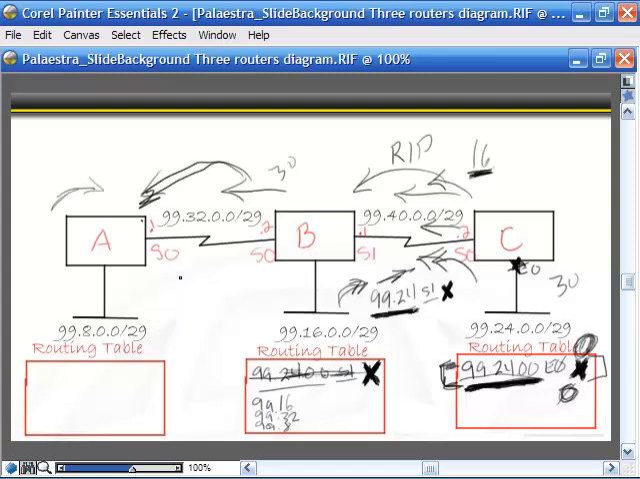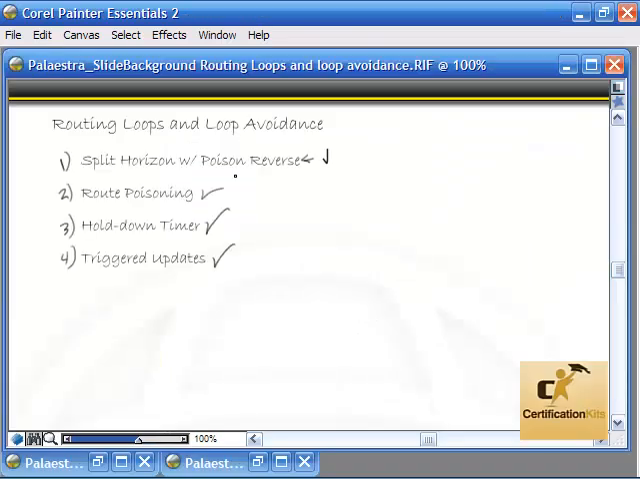So that's triggered updates. So again, with these routing loops, our RIP and IGRP protocols use split horizon with poison reverse. They poison routes and say, hey, these routes are down. Tell the other routers about it. They use hold down timers. Say, hey, I'm not going to listen to you for a little while until I know you've been updated with the appropriate information. And then if something does go down, a route goes bad, whatever, it triggers an update to happen immediately to speed up convergence.